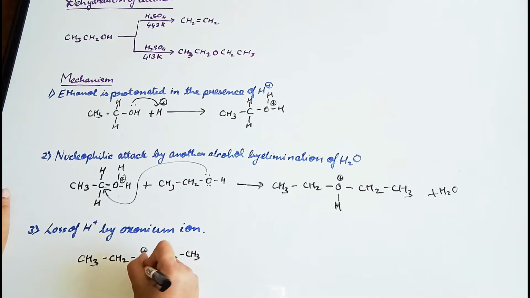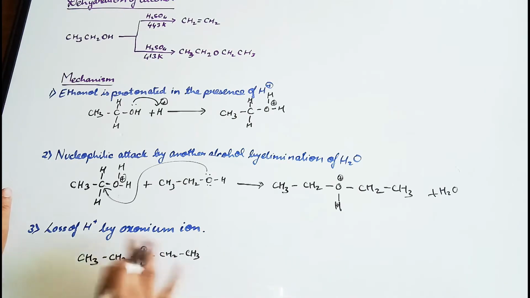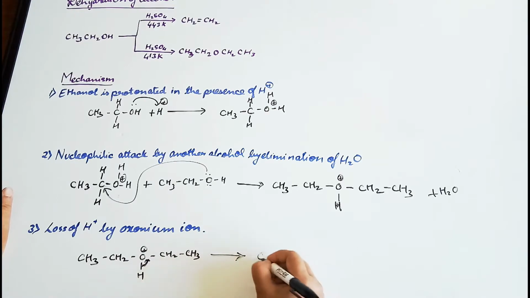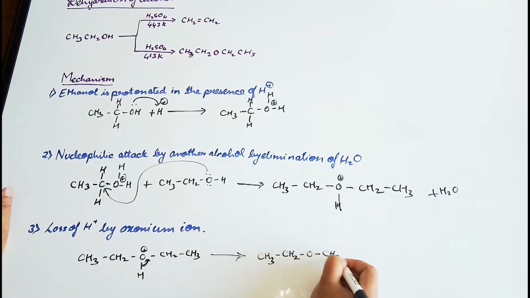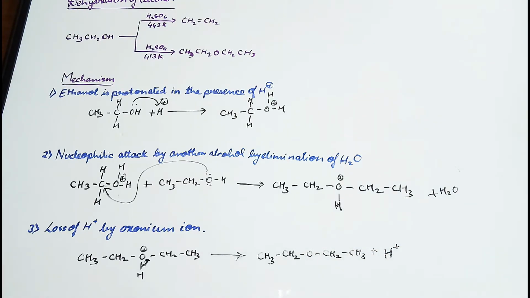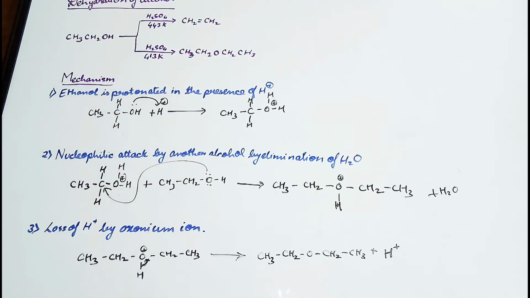And what happens? Since the electrons of this bond are shifting to the oxygen, hydrogen is kicked out as an H+. So that's a proton. CH3, CH2, O, CH2, CH3 plus H plus. So in this reaction, first of all, the temperature is very important. This is synthesis of ether. So first step, the ethanol, the alcohol, is getting protonated. It's similar to what we studied for dehydration of alcohol to form an alkene.